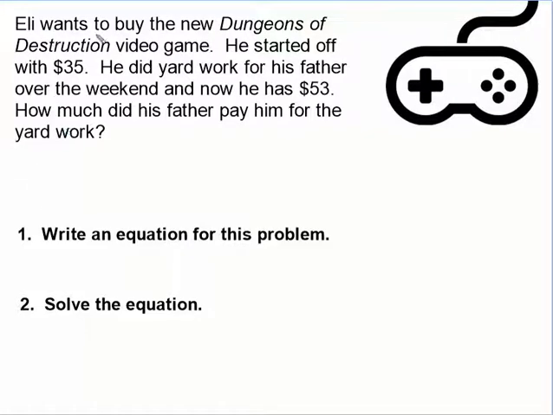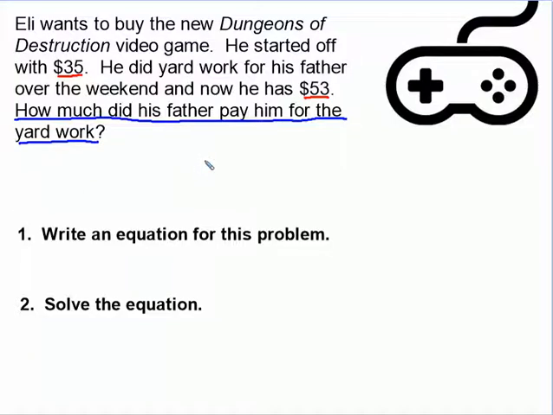Here's one. Eli wants to buy the new Dungeons of Destruction video game. He started off with $35. He did yard work for his father over the weekend, and now he has $53. How much did his father pay him for the yard work? That's what we want to know. How much did his father pay him for the yard work?